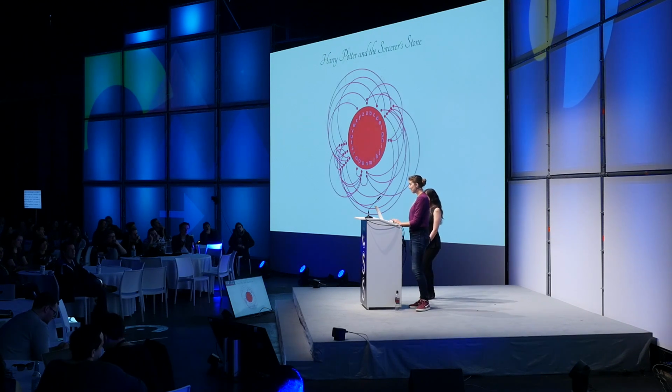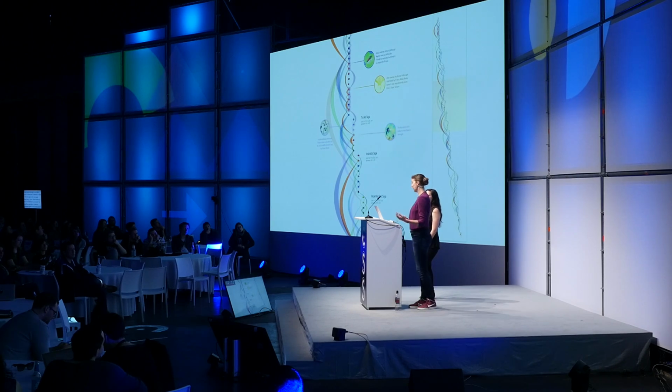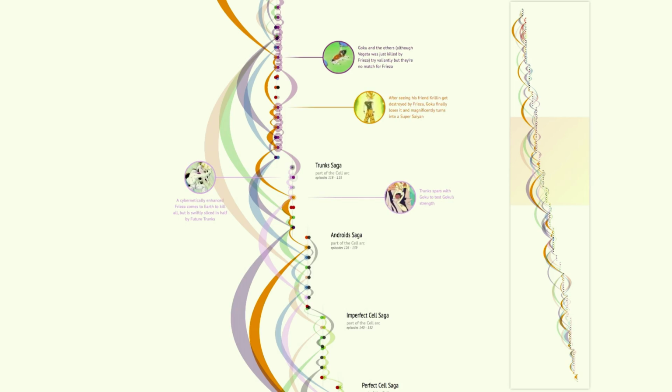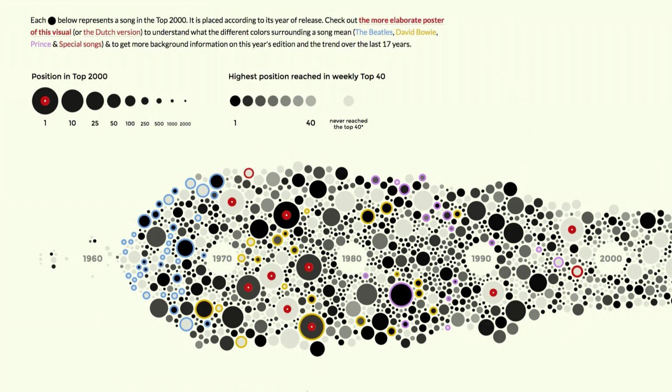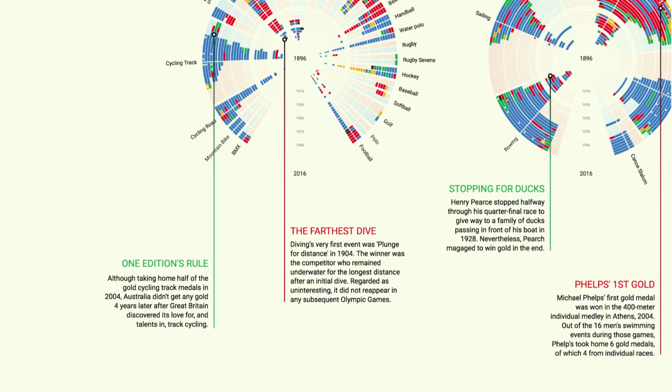Or adding animated GIFs of the most memorable and fun moments in Dragon Ball Z. Or having a hover with the most detailed information I had for music nerds in my December music visual. Or turning the top 10 songs into tiny vinyls. Having annotations about weird and silly events of the Olympic Games, like Henry Pierce having to stop for ducks in the rowing event, but still managing to win gold.